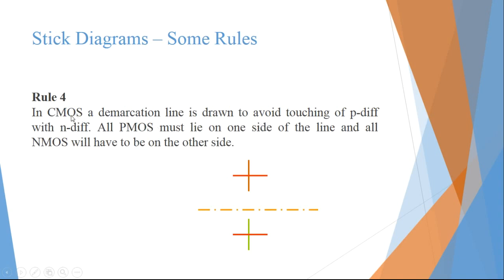Rule number 4: in CMOS, a demarcation line is drawn to avoid the touching of the P diffusion area and the N diffusion area. All the PMOS must lie on one side of the line and all NMOS will have to be on the other side. So suppose we have a P diffusion area like this one. It should be separated from the N diffusion area by a particular line.